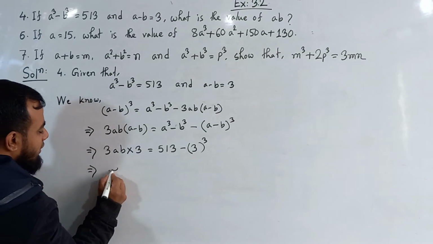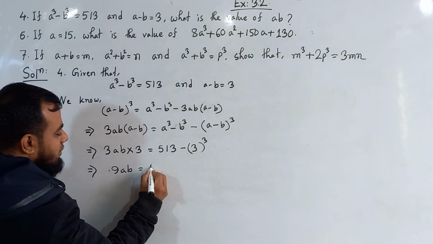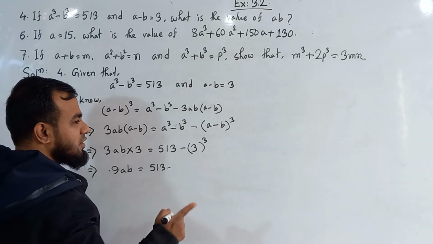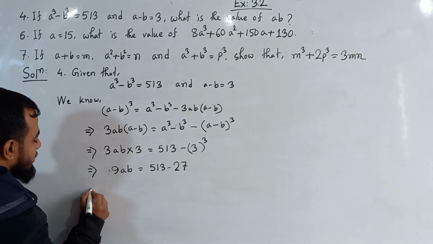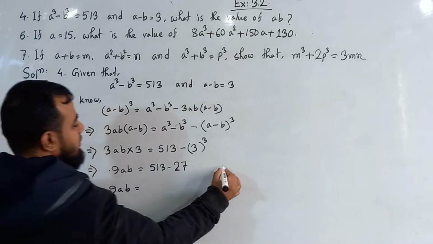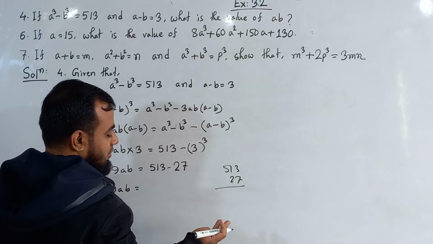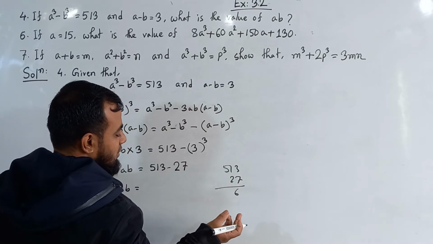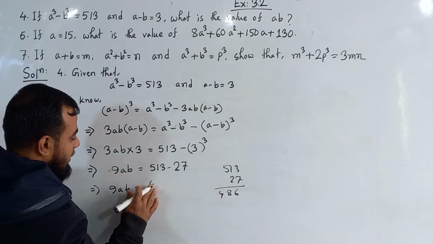Now multiply this 3 and 3. 3 threes are 9. ab is on the left side. On the right side we have 513 minus 3 cube, which means 27. 3 cube means 3 is multiplied 3 times with itself. It is 27. It's a very simple subtraction. Subtract it. It's 9ab, with ab remaining unchanged. Now 513 minus 27 is 486.